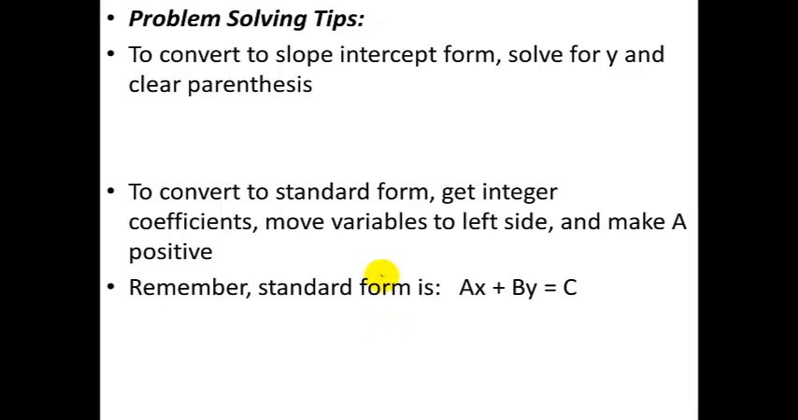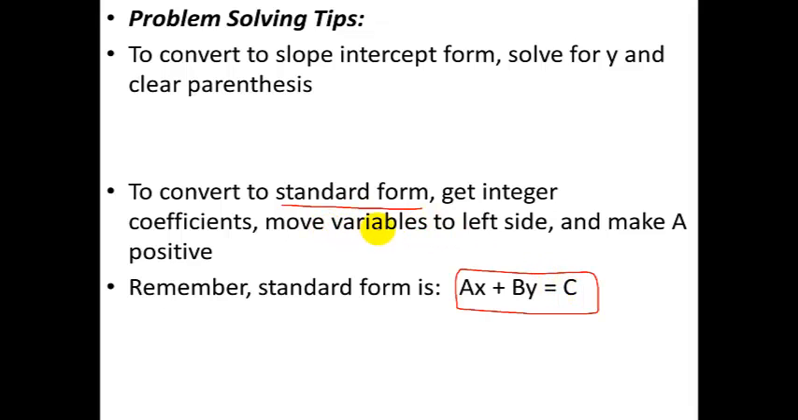Okay, so some problem-solving tips. In order to convert into slope-intercept form, just take that equation on the previous page and solve for y. So distribute into the parentheses, and then add to both sides whatever you need to do. If you want to convert these into standard form, remember what standard form is. I've written here as a reminder, ax plus by equals c. So you need to get integer coefficients. A, b, and c all need to be integers, which means no fractions and no decimals.